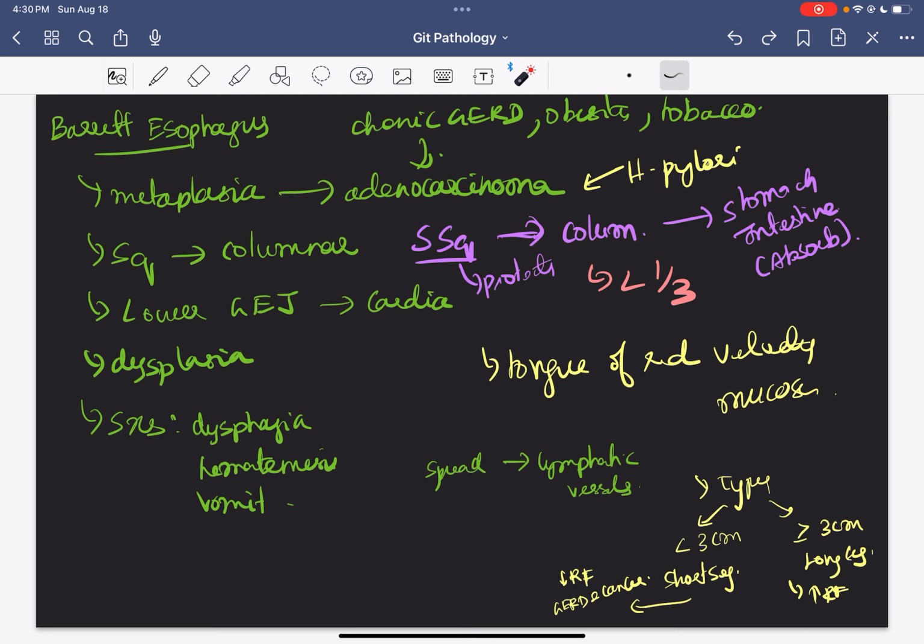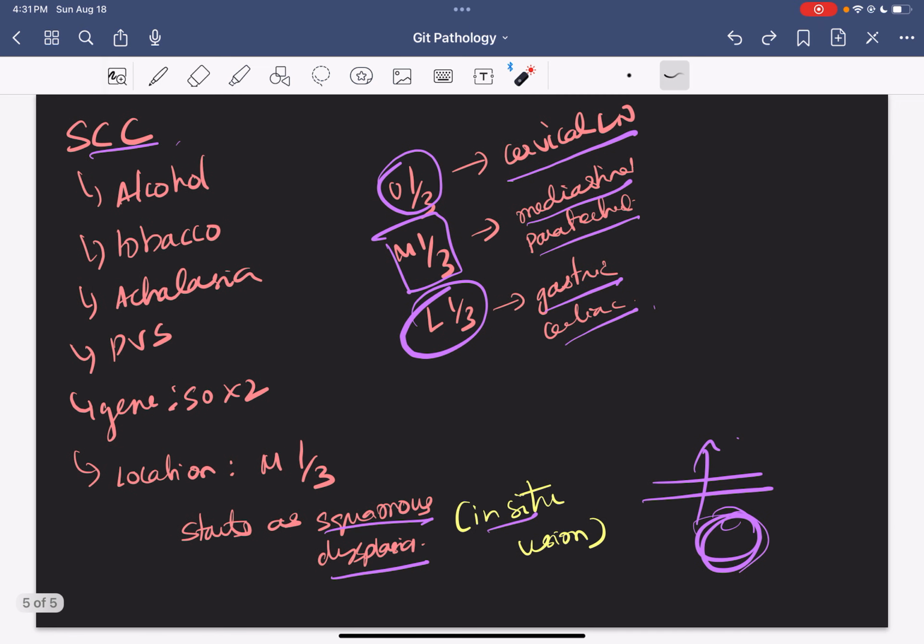A classic feature that is seen in Barrett's esophagus is a tongue of red velvety mucosa. There are two types of Barrett's esophagus, less than 3 centimeters and greater than 3 centimeters. Less than 3 centimeters are the short segment ones, greater than 3 centimeters are the long segment ones, and they have high risk for forming an adenocarcinoma. This is most commonly seen in your lower 1/3, as I said, which is very important.